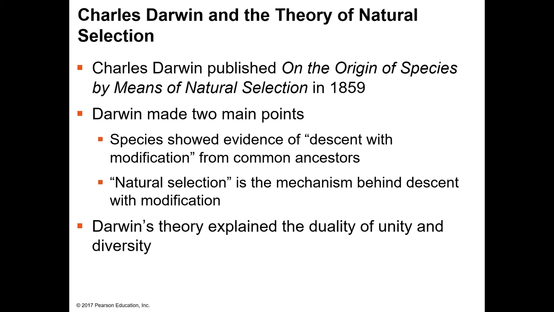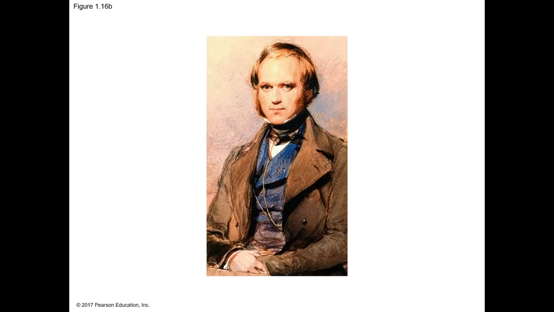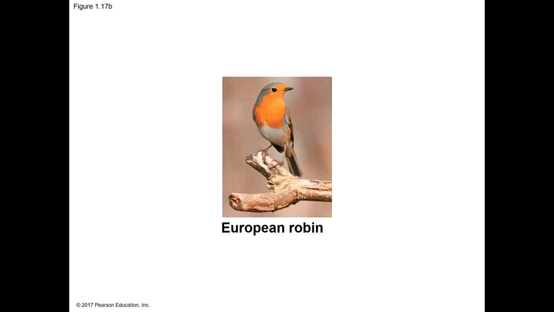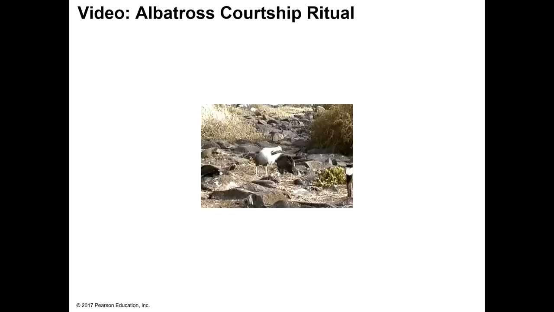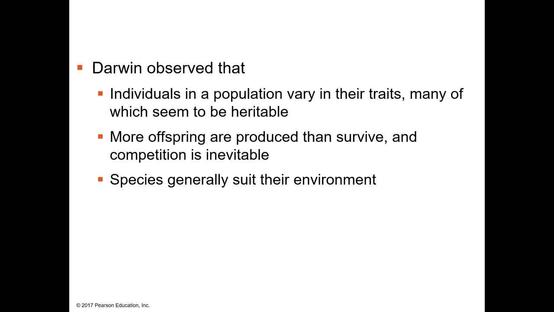Now, Darwin's theory explained the duality of unity and diversity. There's a picture of young Darwin when he was a ship's naturalist on the HMS Beagle traveling around South America and the Pacific. And there's a copy, I guess, a page of the manuscript from 1859 when he published his work. Some pictures and some videos. They're probably referred to in the textbook.